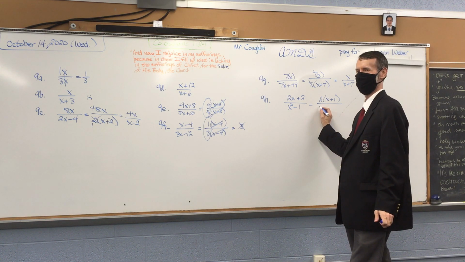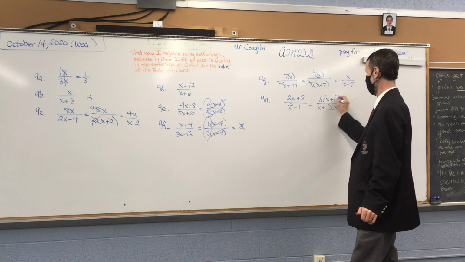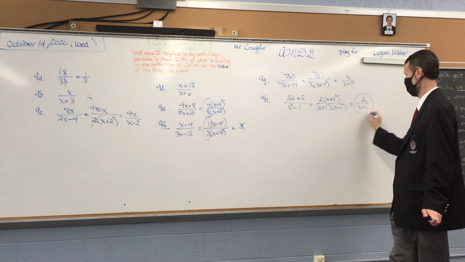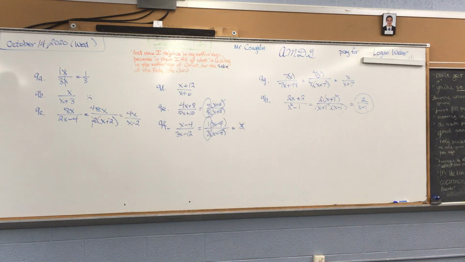Oh, difference of two squares. So x plus 1, x minus 1. What happens? Cancel the x plus 1. Bingo. 2 over x minus 1. You just got it, and I'm very happy. Questions? Is this making more sense now? Yes. Good.